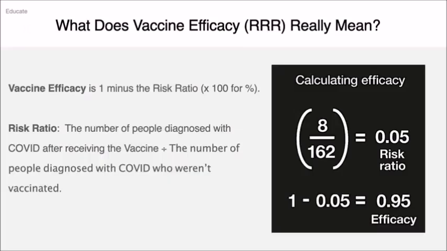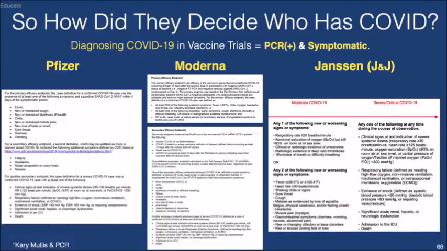So what does vaccine efficacy mean? It really means, when they're saying this number, that they're looking at the number of people who got vaccinated and then were diagnosed with COVID. This is one example from Pfizer. Compared to the people who did not get vaccinated who got diagnosed with COVID. And when you do the math, it gives you 0.05. 1 minus that number tells you vaccine efficacy. You multiply it by 100, it gets you percent.